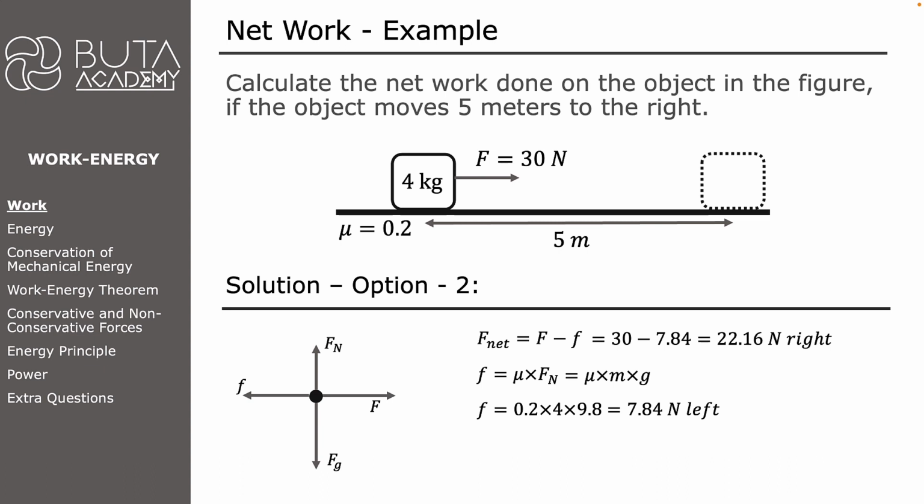We can now write down the formula of work. Net work is equal to net force multiplied by displacement multiplied by the cosine of theta. Theta is the angle between the net force and displacement. They both are pointing to the right, hence the angle between them is equal to 0. Net work is equal to 110.8 joules.